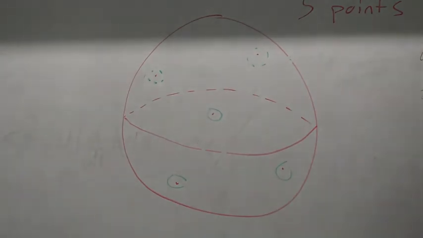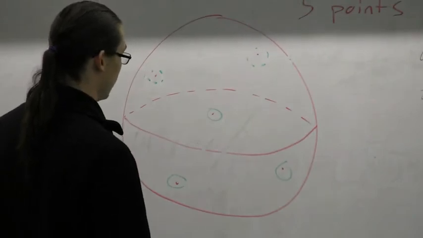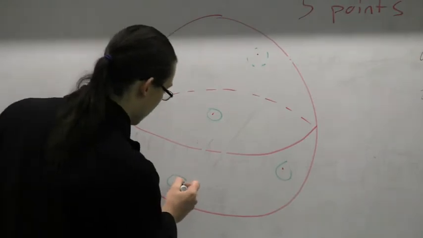Okay. So 3 colors. So I take 2 of the points. Let me take these 2 points. Attempt the circle.